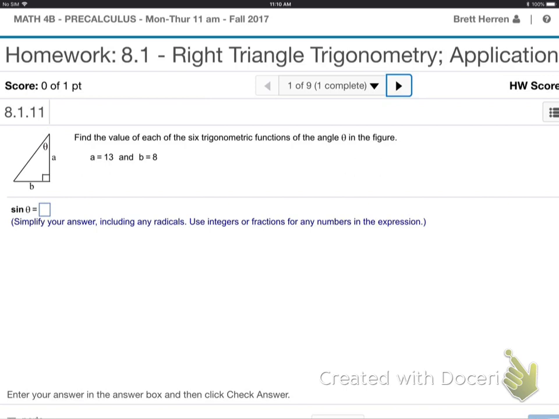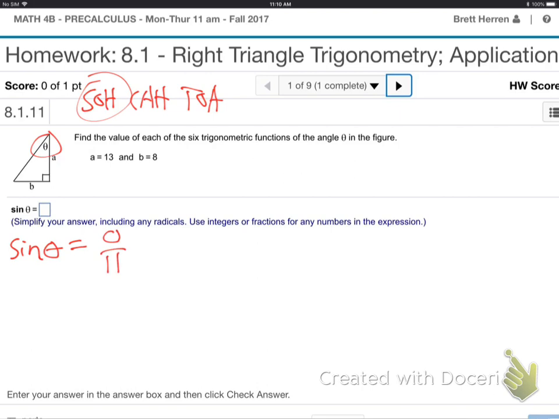And they want me to... They're starting with the sine of theta. So they want me to find the sine of theta. How do you find the sine of theta? Yeah, remember the SOHCAHTOA? Right, remember SOHCAHTOA? SOHCAHTOA.